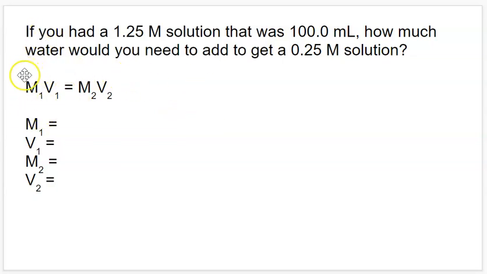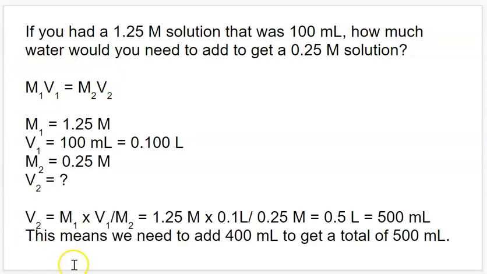So we know the formula is M1V1 is equal to M2V2. We can start to label all of the different parts. The starting concentration is 1.25 molar. The starting volume is 0.1 liters. And the final concentration that I want is 0.25 molar. So that means that I'm solving for V2, the final volume.